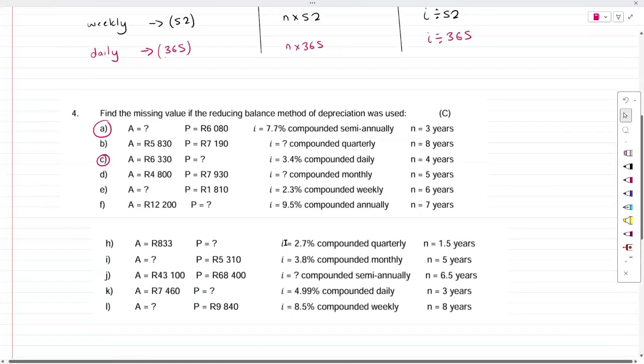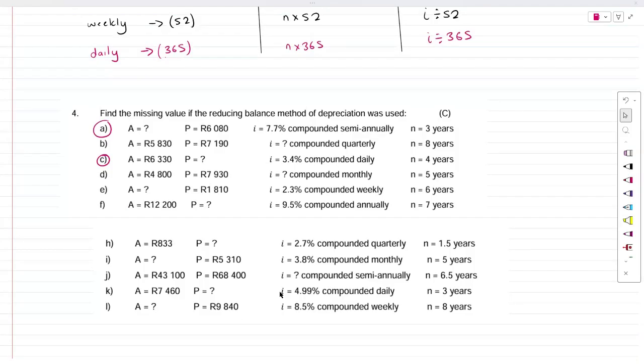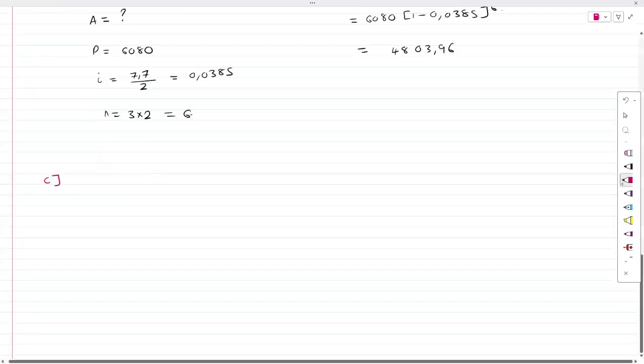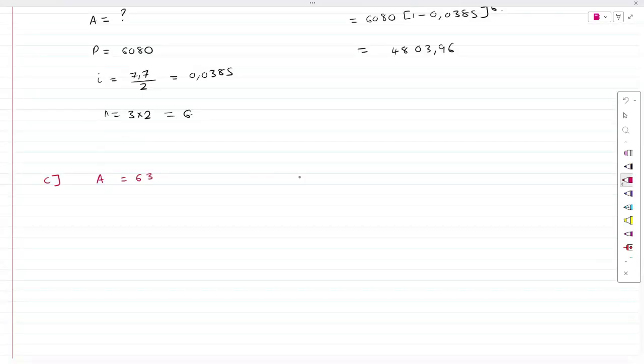Now, let's go with question C. We're going to do question C as depreciation because that's what the question wanted, but it is the same thing, the plus and minus. You just need to know when to use each one. We'll start off with A, which is 6330.